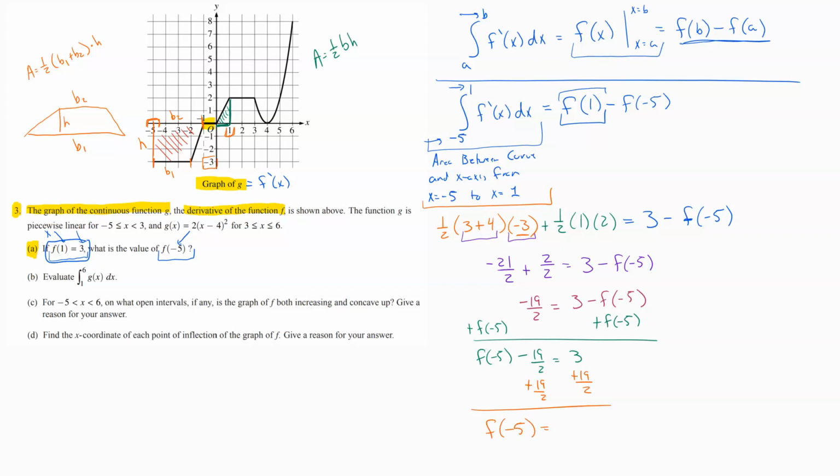So f of negative 5 equals, so 19 over 2 plus 3 over 1. Your common denominator there is 2, so this would be plus 6 over 2, and that's going to get us 25 over 2. So then our final answer for f of negative 5 is 25 over 2.